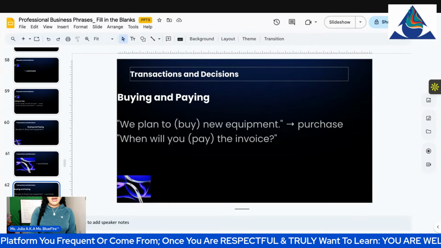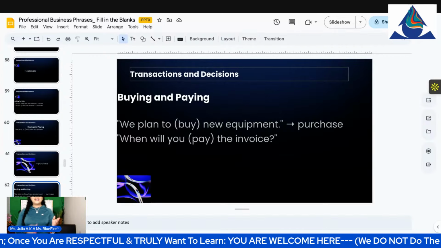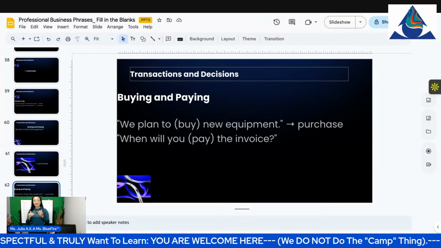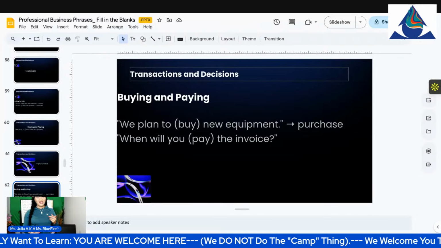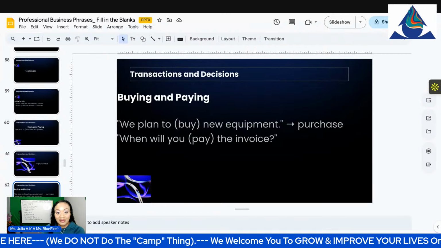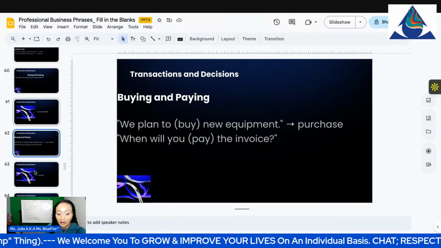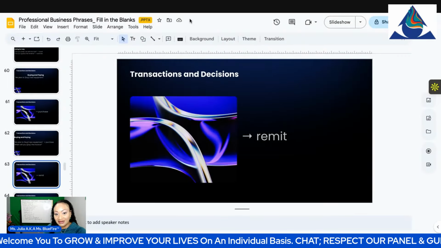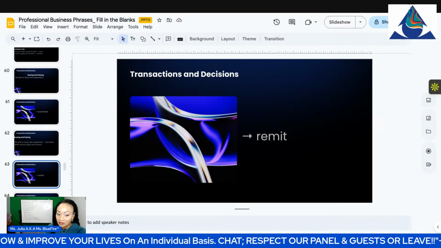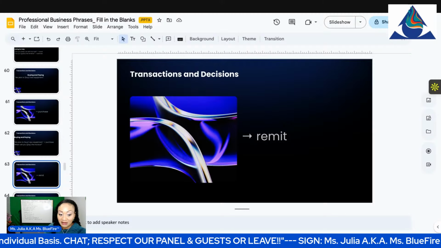Will you compensate her? Right? That's paid. Different context here, Misty, as you see. Now, will you pay the invoice? Here is the word that we're going to use for pay. In this context, we are going to use the word remit. Did you remit payment? Or did you remit payment on the invoice?